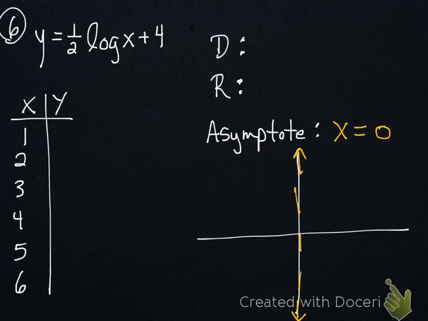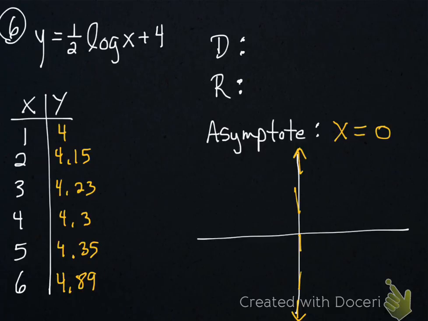Now let's fill in some values. At 1 we're at 4, then it goes 4.15, 4.23, 4.3, 4.35, and 4.389. Notice I rounded to 2 places after the decimal, and that's okay. Wow.